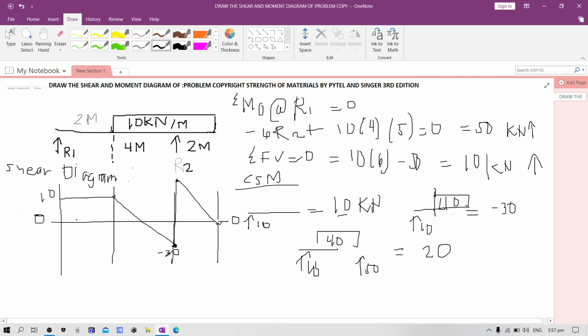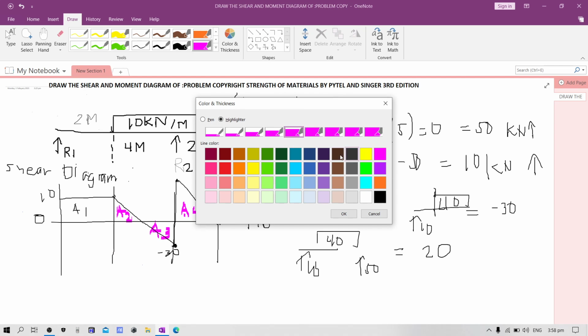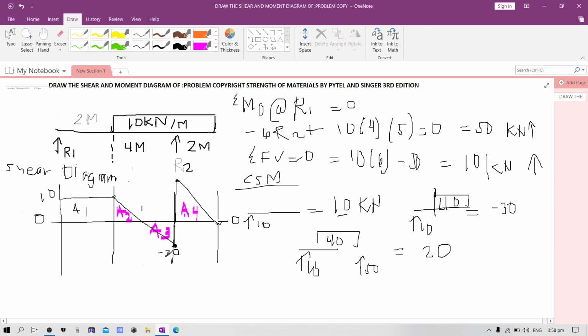So let's label it as area 1. Ibahin ko lang yung kulay. This should be area 2. This is area 3. This is area 4. So ang next naman natin hahanapin ay find the distance. Okay? So let's label it as x sub 1 and x sub 2. This is x sub 1.